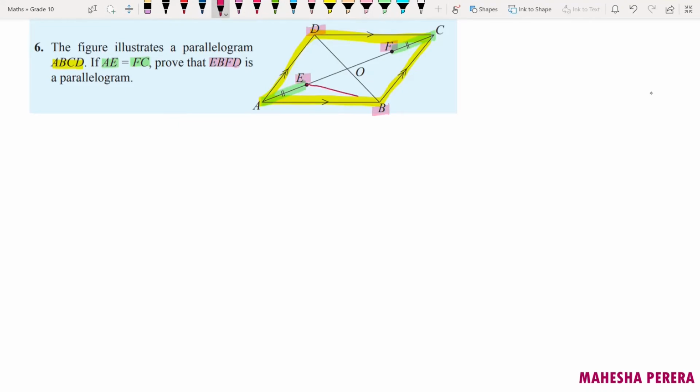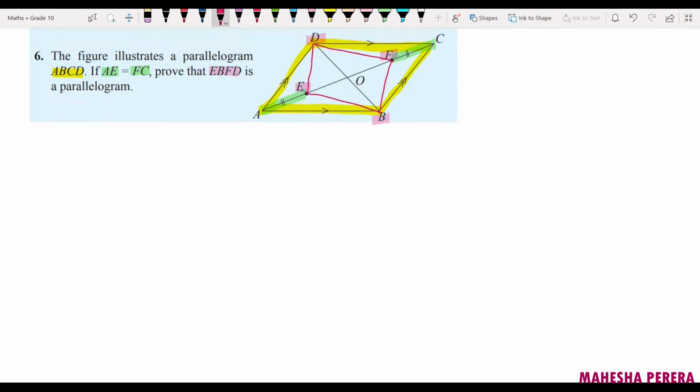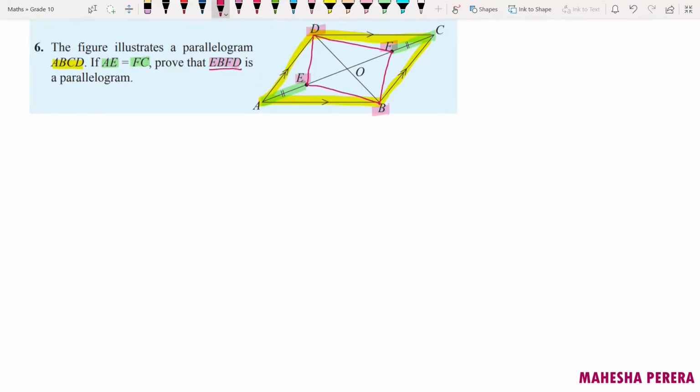EB, then DF. Right. Now here is our EBFD quadrilateral. Right. Now we need to prove that this is a parallelogram. Now when you consider the parallelogram ABCD, right, this length and this length should be equal. Why? Because diagonals of a parallelogram bisect each other.